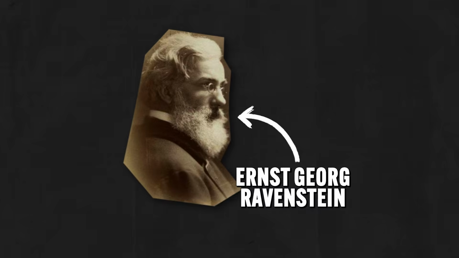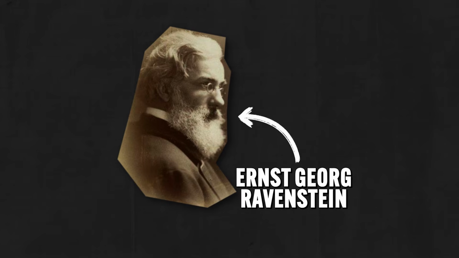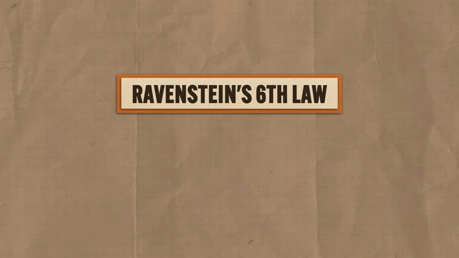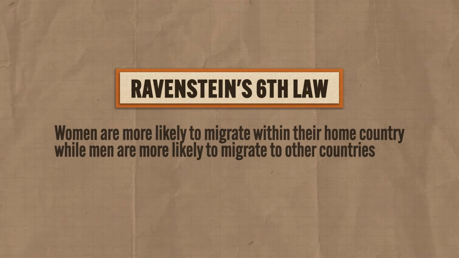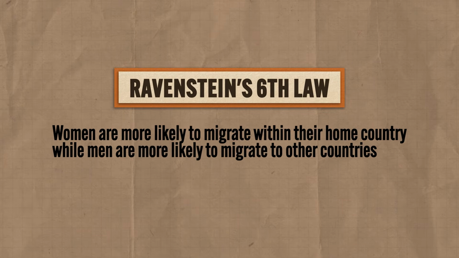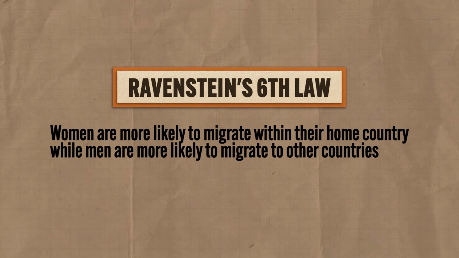And then second, the role of women affects migration rates. And here's where I introduce you to our boy Georg Ravenstein, who was a 19th century geographer who developed 11 laws of migration. And he developed these laws to try to explain why and under what conditions people choose to migrate. And I'm not going to nerd out and explain all 11 laws to you, as fun as that would be for all of us. But for our purposes here, you just need to know Law 6, which says that women are more likely to migrate within their home country, while men are more likely to migrate to other countries. And that observation is consistent with many of the inter-country migrations we still witness today.